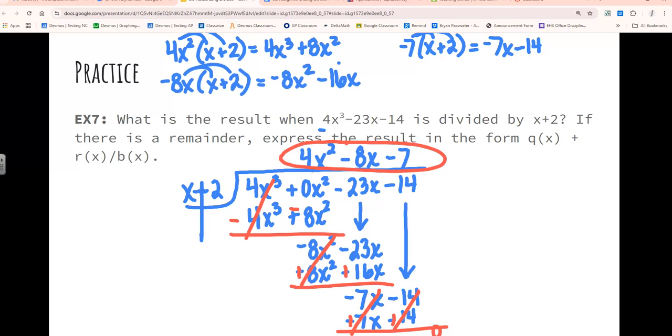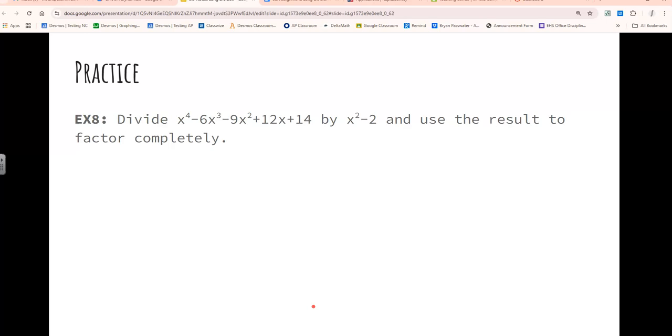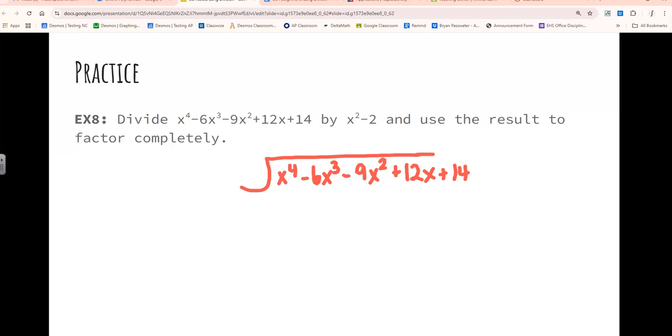All right, I got one more, and then I'm going to show you some shortcuts that'll get you around this lots of times, okay? Because this is an extensive process. Let's do one more, and then I'm going to show you some shortcuts. So, for this one, I've got x to the 4th minus 6x to the 3rd minus 9x squared plus 12x plus 14. There's no missing terms on that, so I didn't have to add any zeros in.